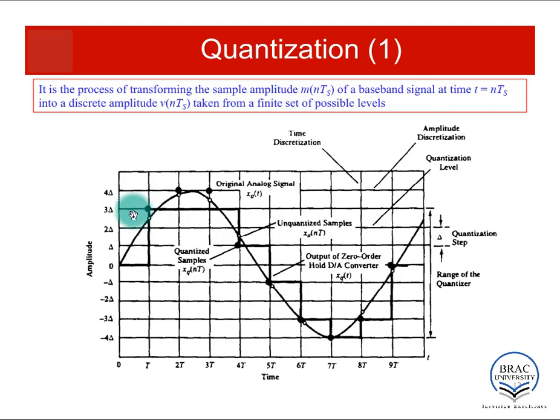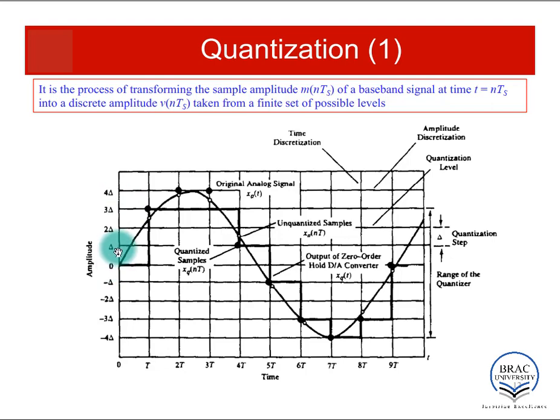Because now the y-axis is discretized and we can use only the values specified here. We cannot use anything between 3 delta and 4 delta. We have to use either 3 delta or 4 delta. We cannot use anything between 0 and delta. We have to use either 0 or delta.